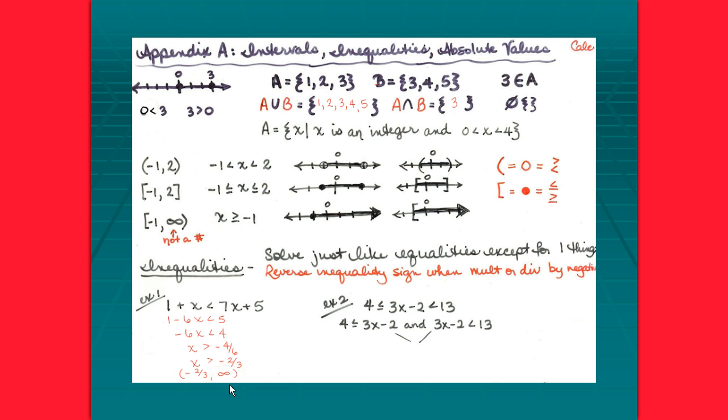All right, example 2 is a combined inequality. It's exactly what it sounds like. I'm combining two different inequalities. So if you want to, you can break that apart into two separate pieces with "and" in between, and then when you're done, put that back together again.